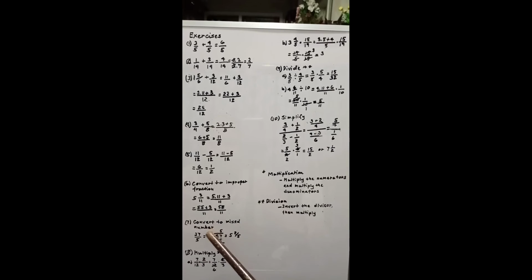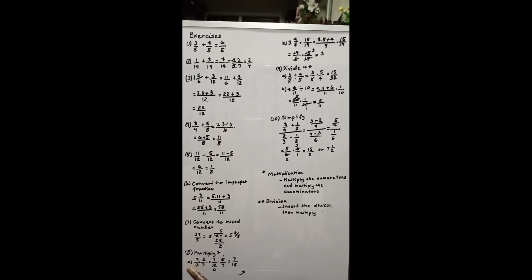Now, number 7, convert to mixed number. So, we have 27 over 5. Simply divide 27 by 5. So, you have 5. 5 times 5, you have 25. 27 minus 25 is 2. So your answer is 5 and 2/5.